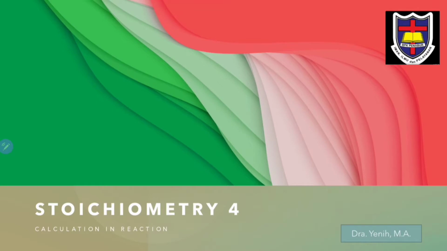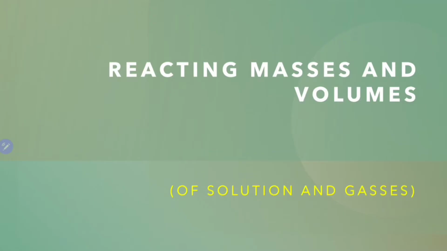Right now we come to the last part of chapter 1, mole and equations. I name it Stoichiometry part 4. That is about calculation in reaction. Now we discuss reacting masses and volumes of solution and gases.